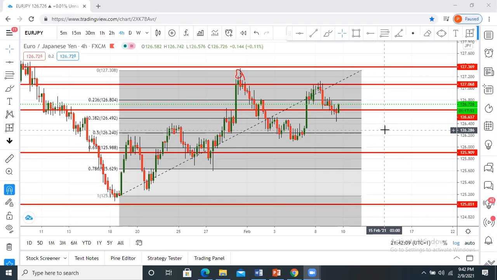I mean, the way you have drawn the fib line, must it start at the bottom of the chart and then end at the top?